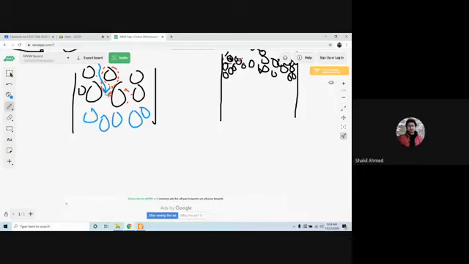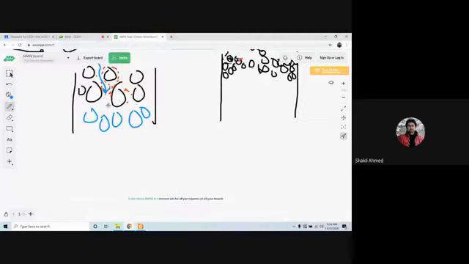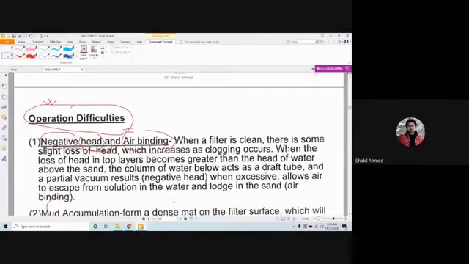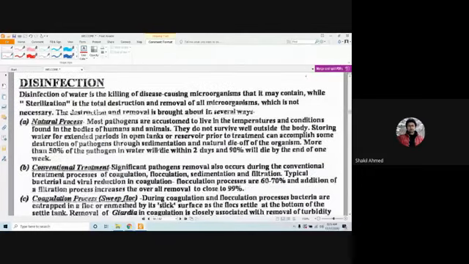If there is a vacuum, and vacuum means negative head, and air binding. So there will be air over here. Vacuum means negative pressure basically, and you'll see that air is trapping over here. So that's a problem. So these are basically the operation difficulties of the intermediate filter. Clear? Any questions? Yes, sir.